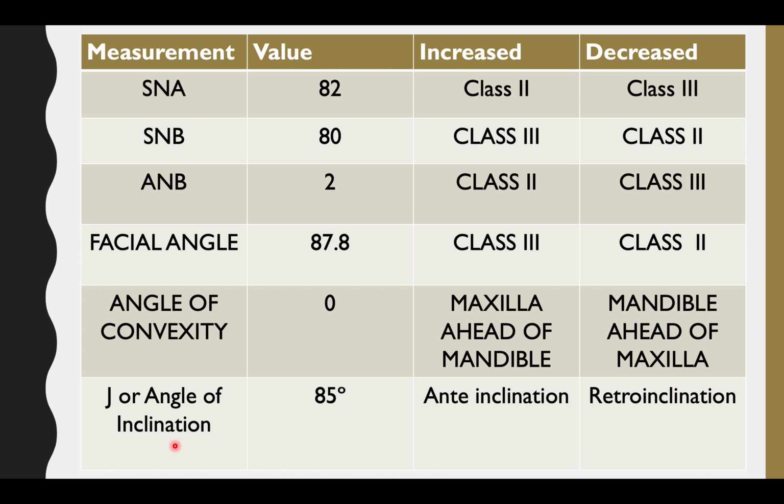Whereas if you see the J angle, it is a pure skeletal parameter showing the rotation of your maxilla. So direct questions like: J angle is also known as angle of inclination. J angle determines the rotation of the maxilla. It cannot determine anything about the mandible. Facial angle and angle of convexity can give you the information regarding the profile of your patient.